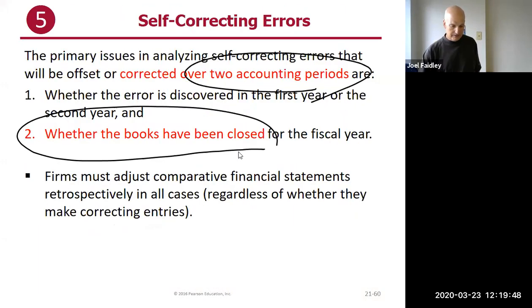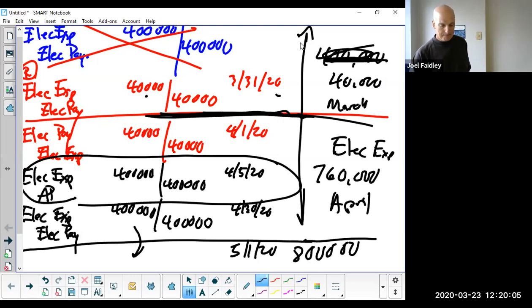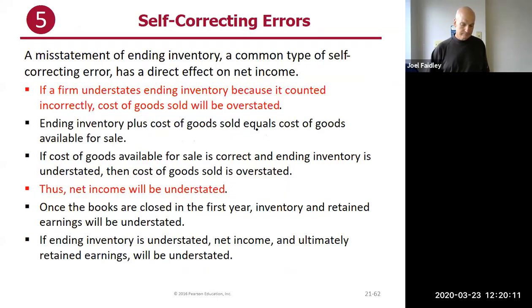Well, that's over on my notepad, wasn't it? March and April, two accounting periods. But if that was the end of the fiscal year, that'd be a big problem. Good point there on inventory versus cost of goods sold.